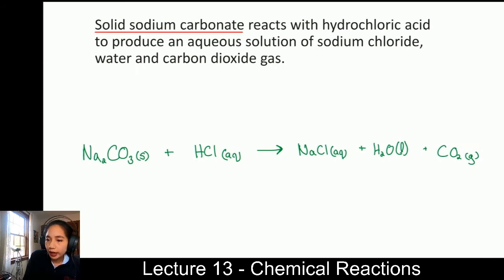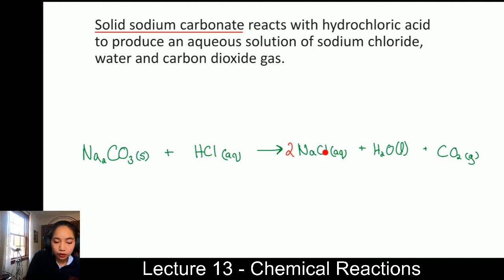Now we just need to go ahead and balance things. So I'm going to look at sodium first. There's 2 of them on our reactant side in sodium carbonate. And if I look to see where sodium is on our product side, it's right here in NaCl. So there's 2 on the reactant side, so I'm going to put a 2 in front of our sodium chloride product. But now that I've doubled the number of sodiums, I've also doubled the number of chlorides. So now there's 2 chlorides there.